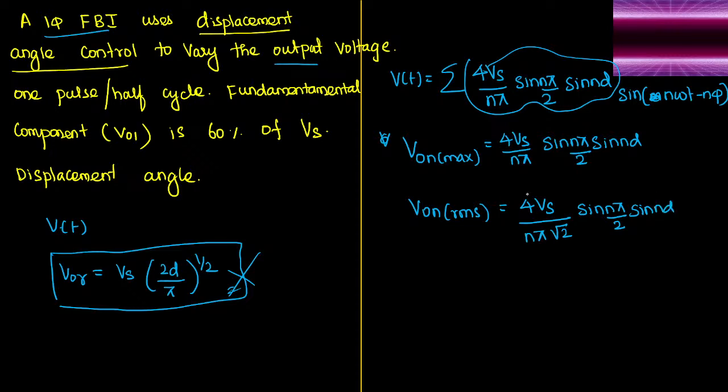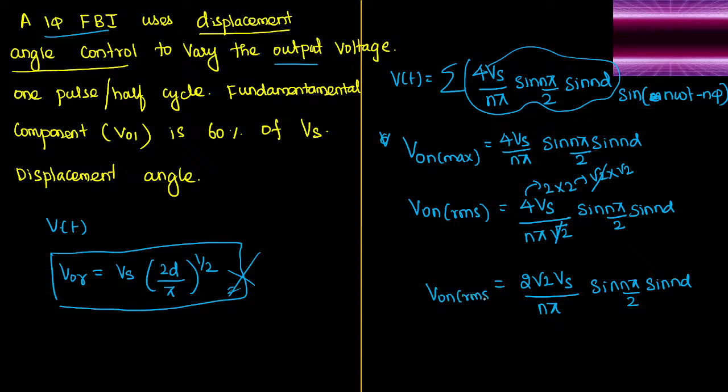See, this 4 can be written as 2 into 2. Further, 2 can be written as root 2 into root 2. One root 2 will get cancelled here. So this can be further written as 2 into root 2 times of Vs, that is supply voltage, divided by n times of pi into sine n pi by 2 into sine n times of d. What is this? This is output nth order RMS voltage.